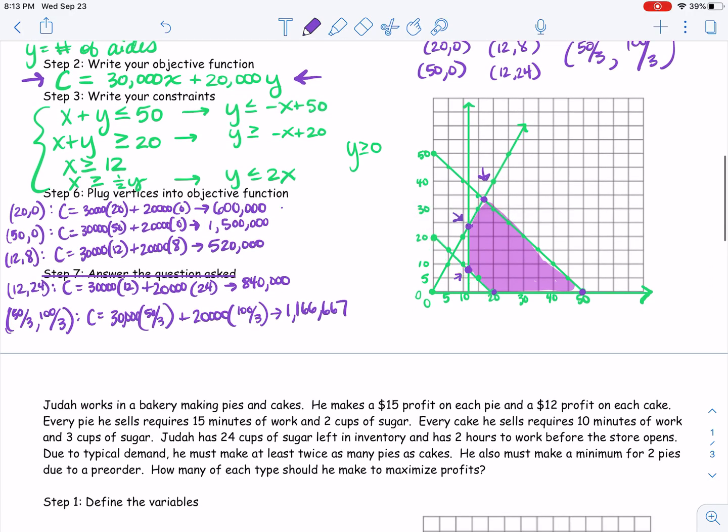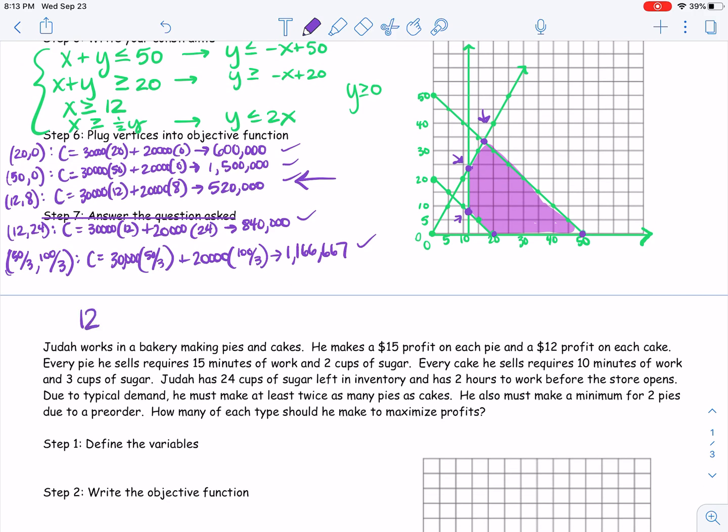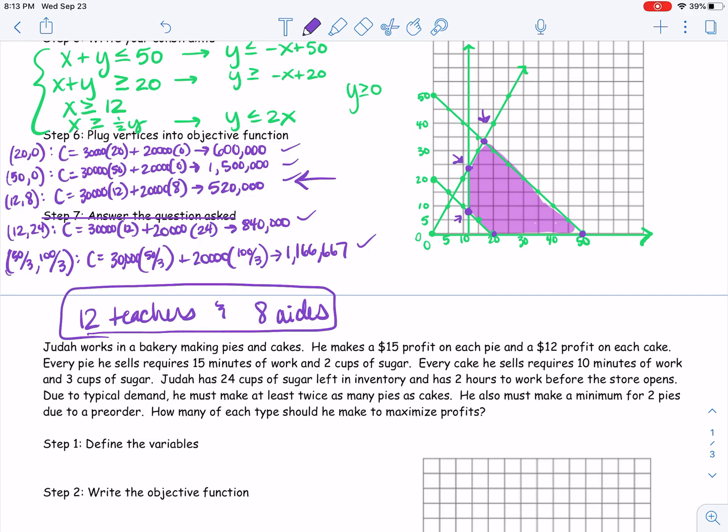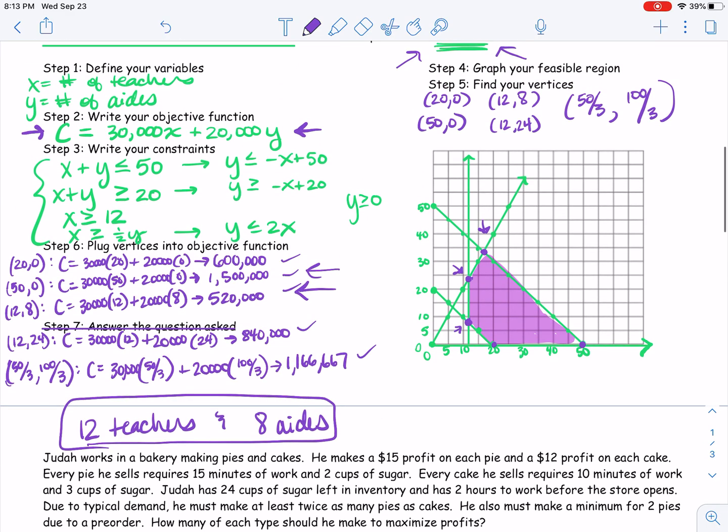What the question was asking was which one is going to represent the minimum cost. Well, out of these numbers, which one is the smallest dollar amount? 520,000. That's when we had 12 teachers and 8 aides. If it also asked for the maximum, then we would have chosen this one, 50 teachers and no aides. Just FYI. But all it wanted was the minimum. And so there you have it.